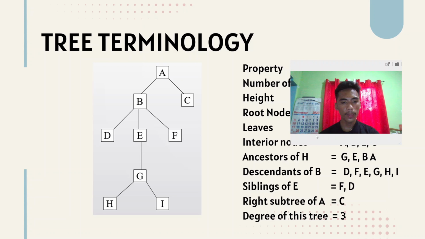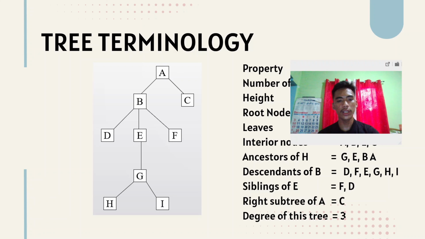Siblings are nodes that share the same parent. So in this case, the siblings of E are F and D. The next is right subtree of A, and the value is C. The right subtree of node A is formed by a subtree rooted at C. This indicates the portion of the tree that descends from the right child of A.